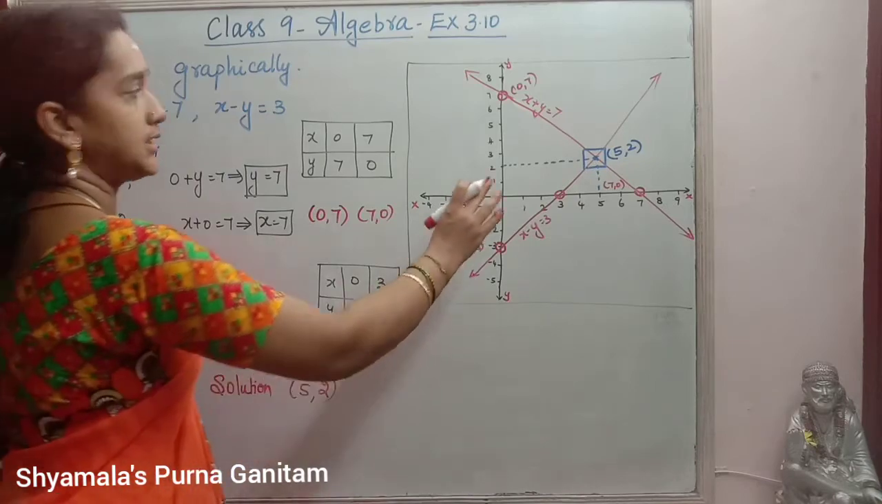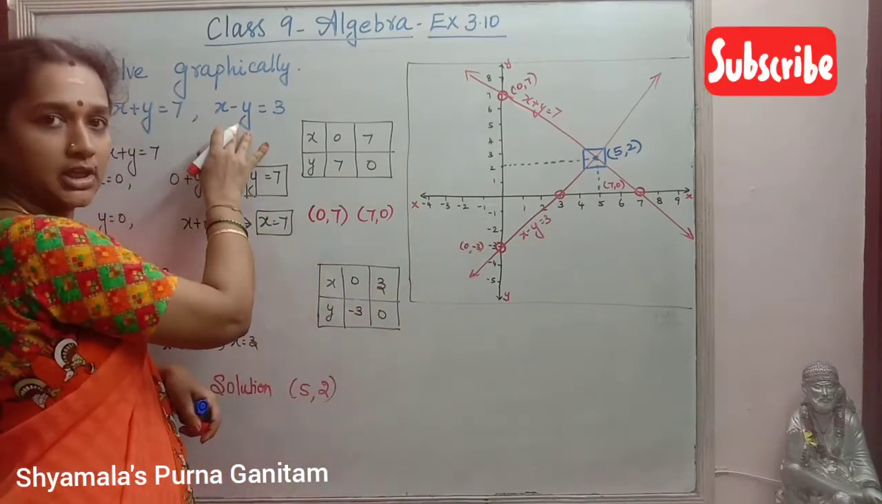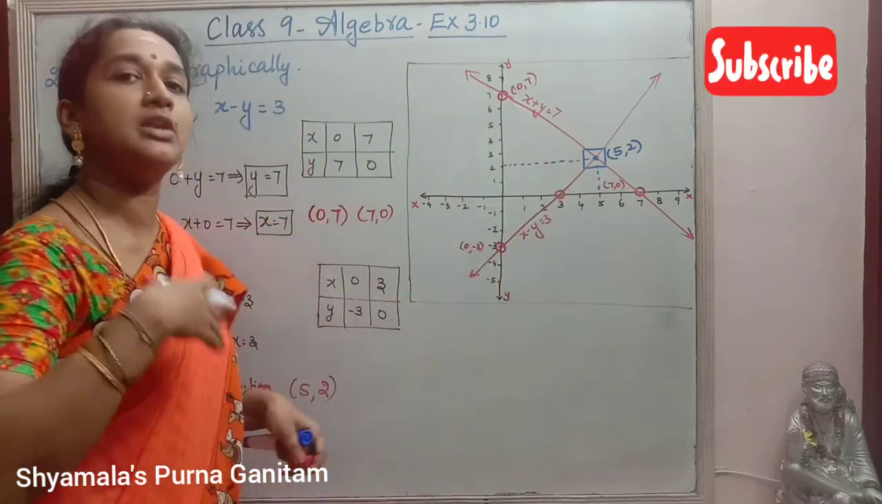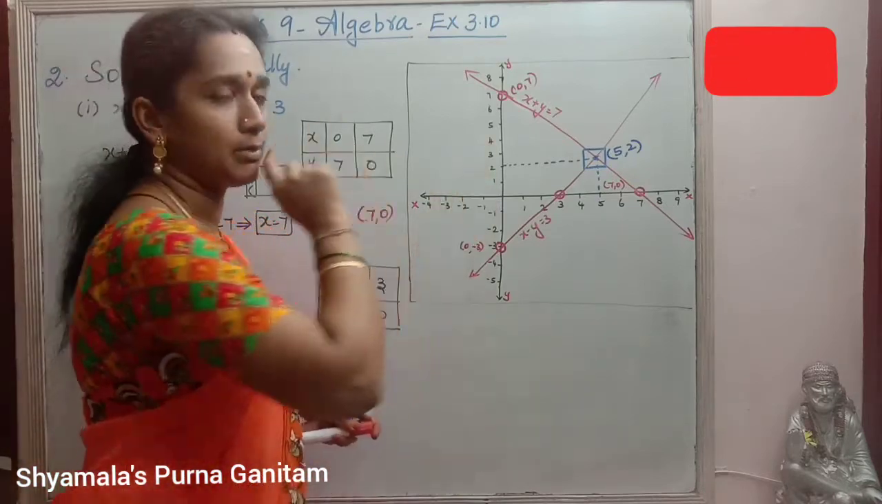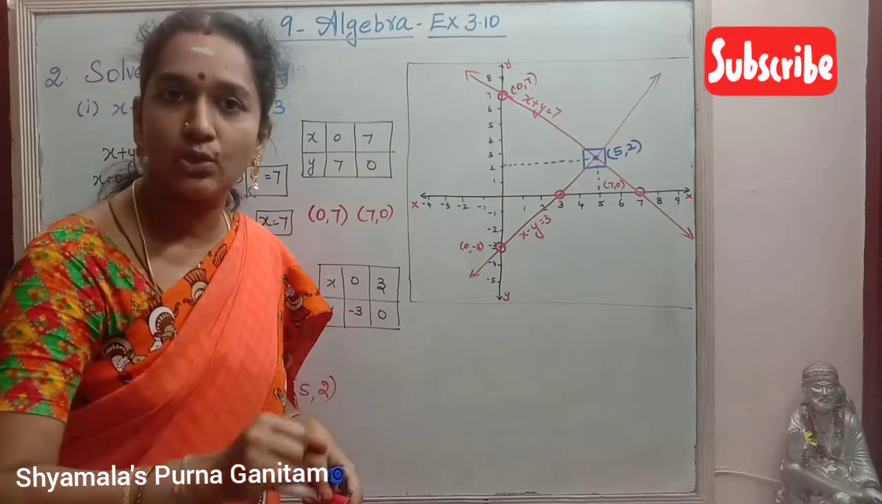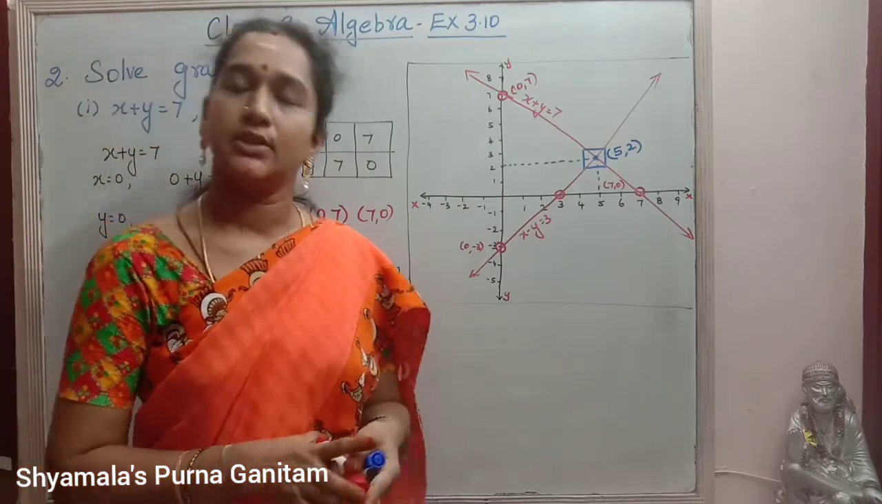When we solve these two equations graphically, or if you do it by any other method also, we will get the answer as 5, 2. That is, the x value is 5 and the y value is 2.